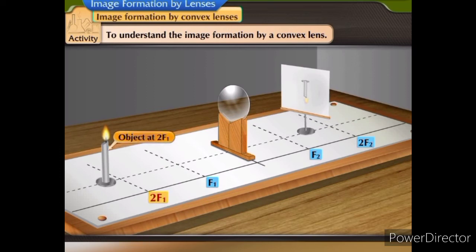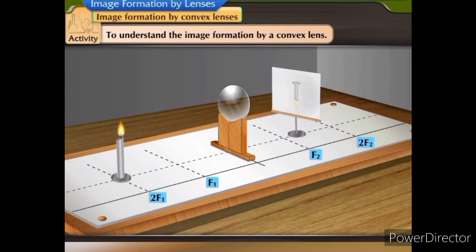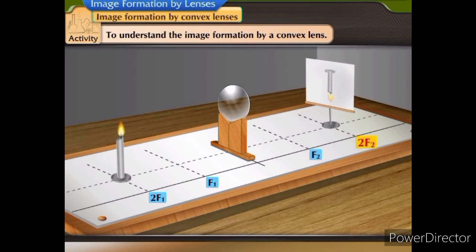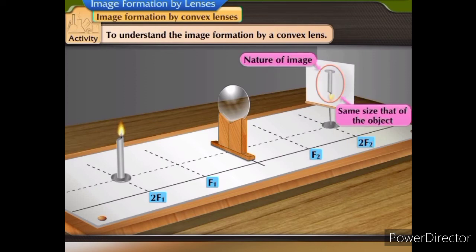Object at 2F1. Place the burning candle at 2F1. Adjust the screen distance from the lens. The sharp image of the candle is obtained at 2F2. The image is of the same size as that of the object. The nature of the image is real and inverted.